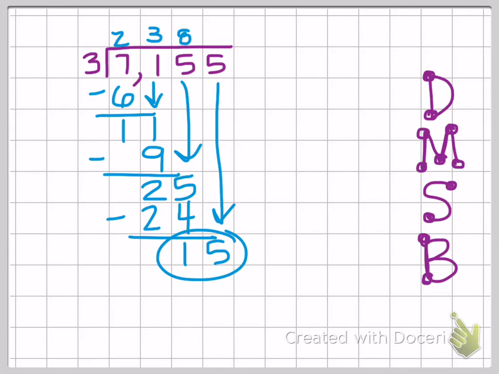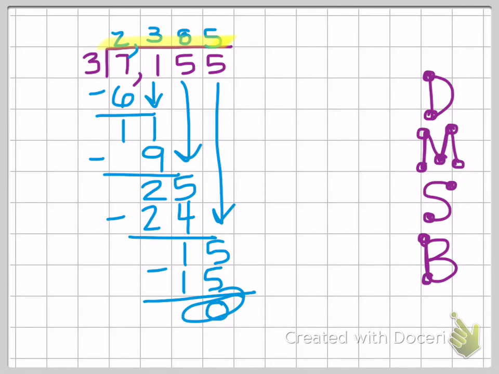So now I'm going to do 15 divided by 3, which I know is 5. Now I multiply 5 times 3, which is 15. Then I subtract. 15 minus 15 is 0. There are no more digits to bring down. I have no remainder left, so I know that my final quotient is 2,385. Let's try one more problem.